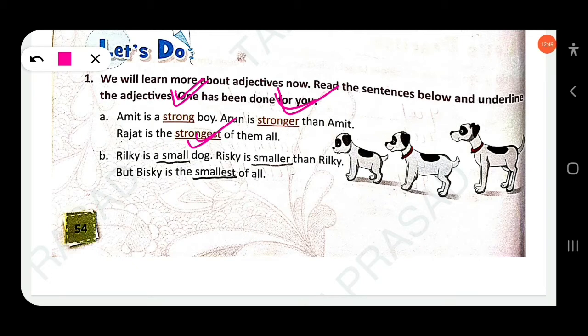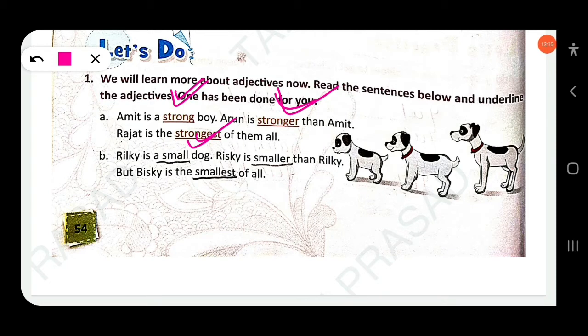Suppose Rohan is tall. So here no comparison is made. When we compare Rohan with another boy, in that case you will use comparative degree. Rohan is taller than Rohit. So here comparison is made between two persons. So when comparison is made between two persons, you have to use comparative degree.